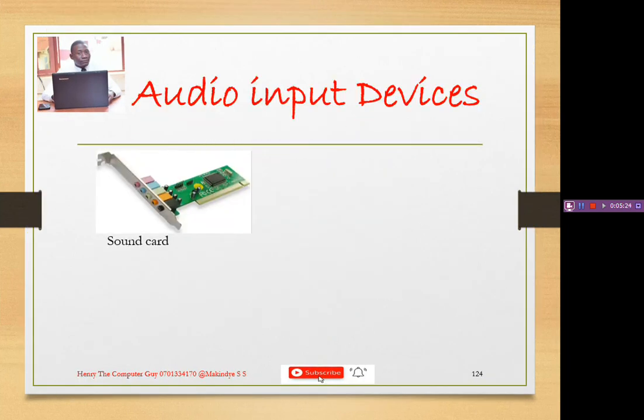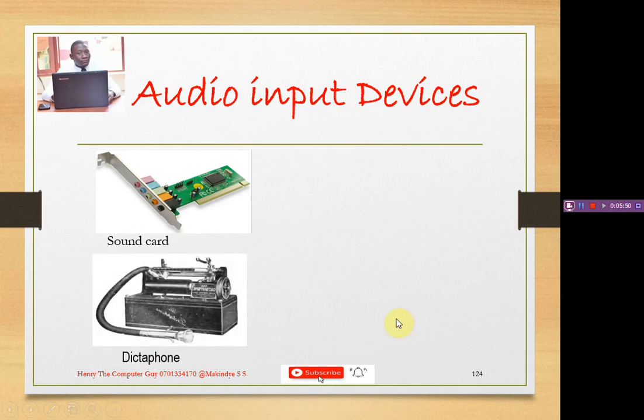Let's also try to look at them in at least some detail. Let's begin with what we call a sound card. The sound card is slotted onto what we call a motherboard to help us, for example, to enter sound into a computer. For you to be able to put sound into a computer or get sound out of a computer, it must have a sound card. So this is how it looks.